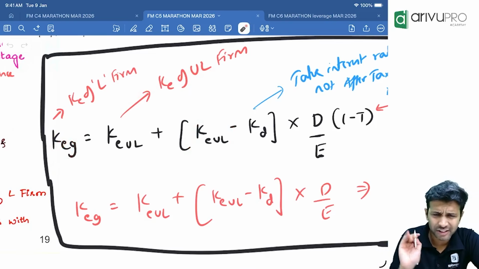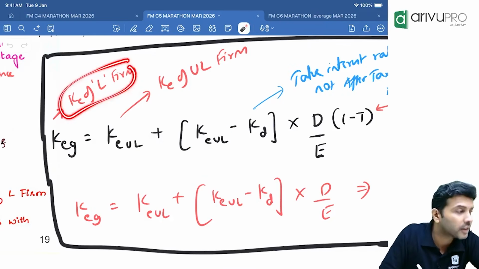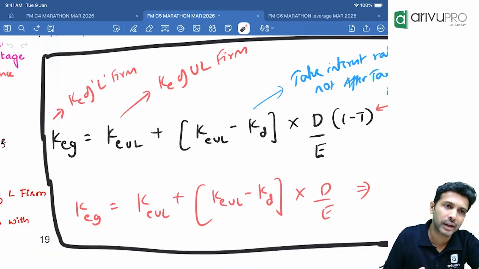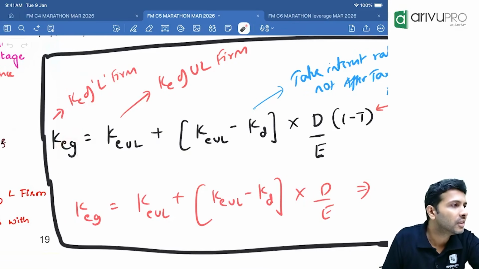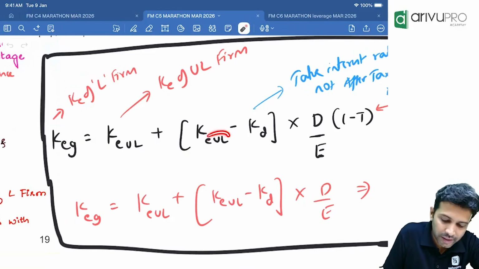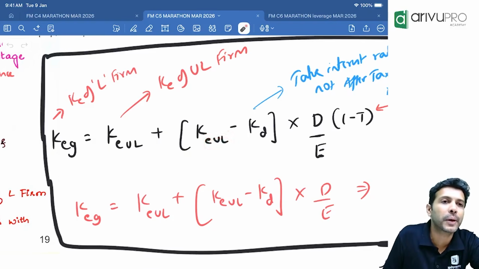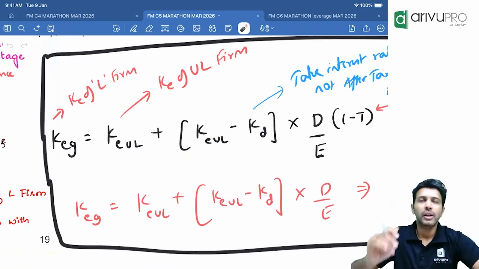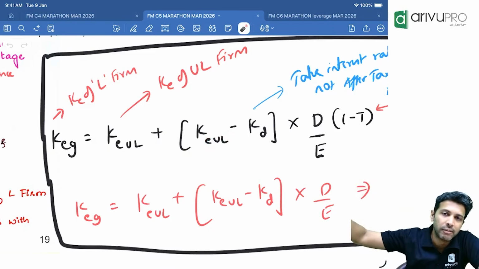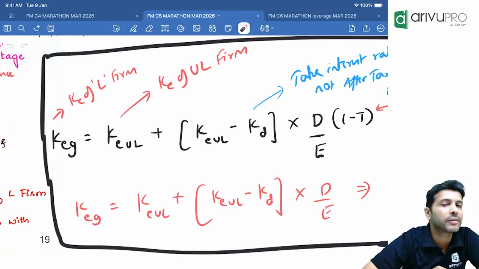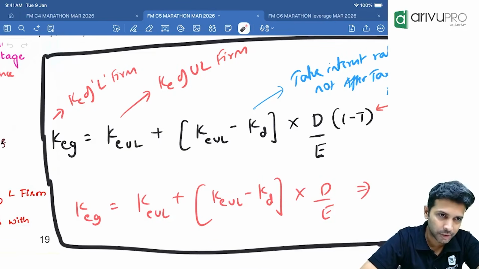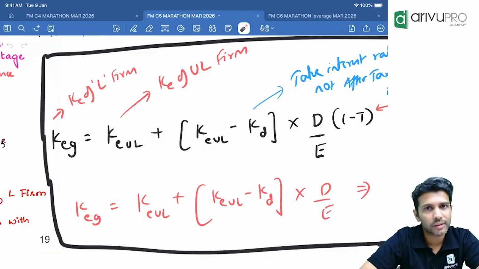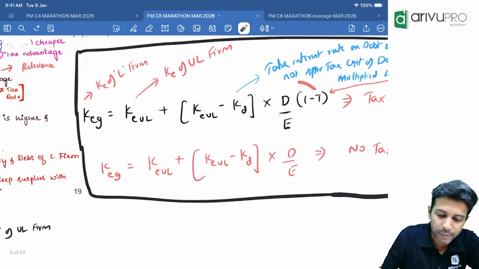Or if you don't like the symbol, you can write it like this only: cost of equity of the levered firm. Like that also you can present the equation, but this is the format they use. KEG means the levered firm's cost of equity. KEUL means the cost of equity of the unlevered firm. Now, if you know the cost of equity of the unlevered firm, you can also find the cost of equity of the levered firm, which is given by the formula: first, take the cost of equity of the unlevered firm plus, the cost of equity of the unlevered firm minus cost of debt into 1 minus tax rate divided by equity.